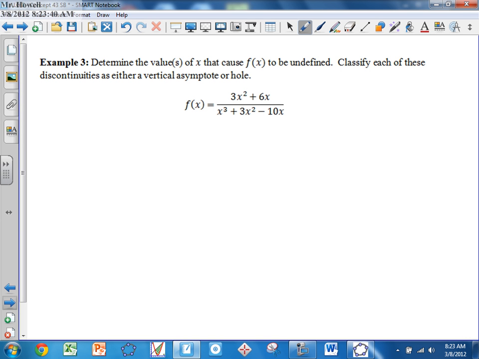Unless you can see, I mean, clearly 0 screws up the denominator. But that's just by inspection, I can see that. Because the 0 would make everything 0, the whole problem. 0 would be 0 over 0, actually, wouldn't it? Everybody see that right away? If you plug in a 0, everything goes to 0. So 0 is going to be a hole, because it's 0 over 0, actually, right?